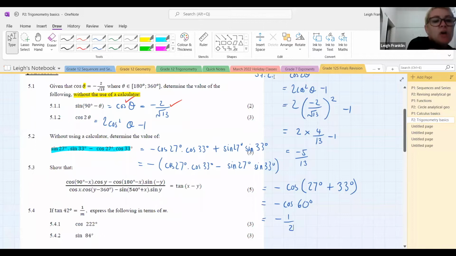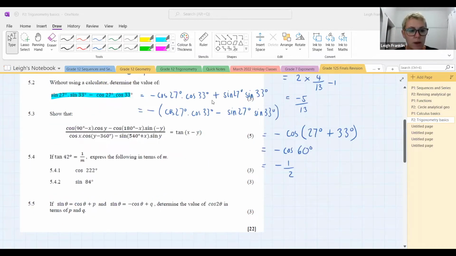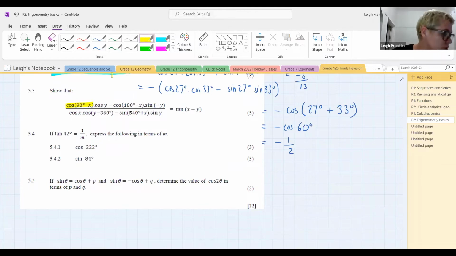This is where knowing our grade 11 work is so important, because if we know our reduction formulae, we can answer this particular question. Okay, so I'm just going to create a little bit more space down at the bottom. Okay, so we have got cos 90 minus x. What would that reduce to? What would cos 90 minus x reduce to?